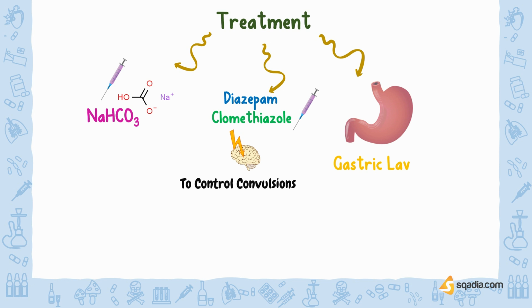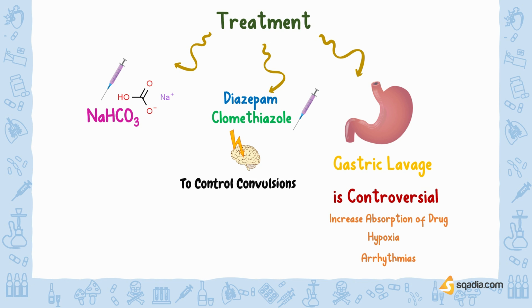The use of gastric lavage in tricyclic poisoning is controversial because the gastric contents may be pushed beyond the pylorus and increase the amount of drug absorbed. Struggle during lavage may also cause hypoxia and provoke life-threatening arrhythmias, so it may not be wise to administer gastric lavage.